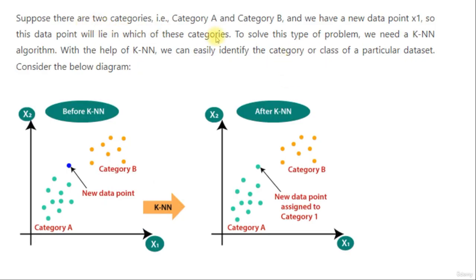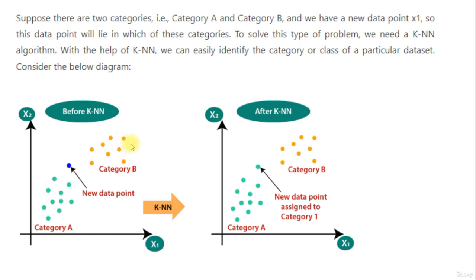Now suppose there are two categories, category A and category B. We have a new data point x1. So this data point will lie in one of these categories. To solve this problem, we need a KNN algorithm. With the help of KNN, we can easily identify the class or the category of the dataset. So just look at this diagram. Here you have two different categories. All the data points of category A are marked in blue, and all the data points of category B are marked in orange.